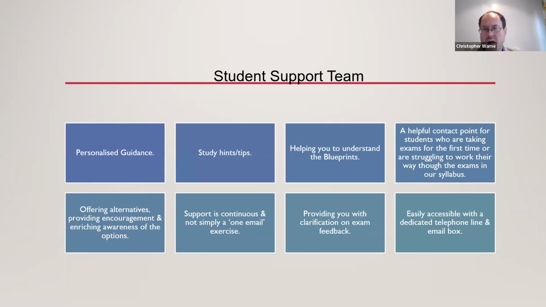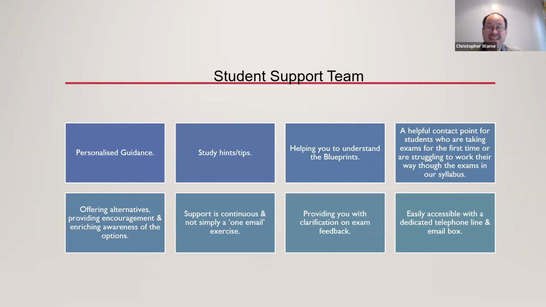You can see on here, there's a box that refers to blueprints. Well, blueprints are not published for the certificate level exams. The reason I have deliberately left that in there for this session is because, by no means all, but the majority of CIMA students that complete the certificate level then decide to progress to the next three levels: the operational level, the management level, and the strategic level of our syllabus.